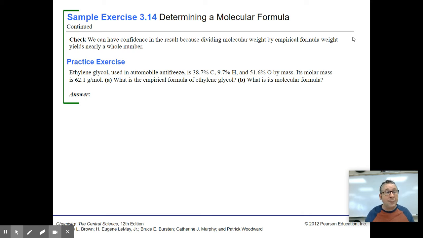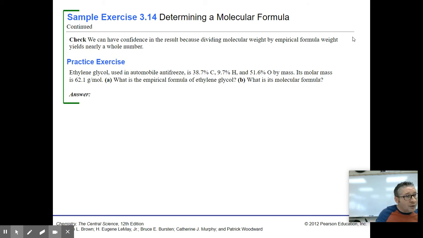3.14. And it says ethylene glycol, which is used as automobile antifreeze, is 38.7% carbon, 9.7% hydrogen, and 51.6% oxygen by mass. Its molar mass is 62.1 grams per mole. We're going to come back to that number in part B. So the first part is we have to figure out what the empirical formula of ethylene glycol is before we can even go and do part B, which is determine the molecular formula. So we have to go to our flow chart.